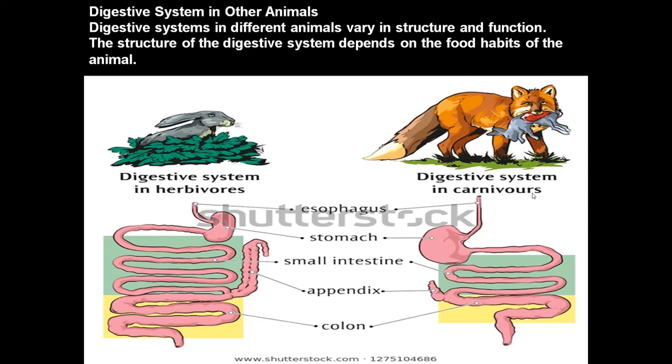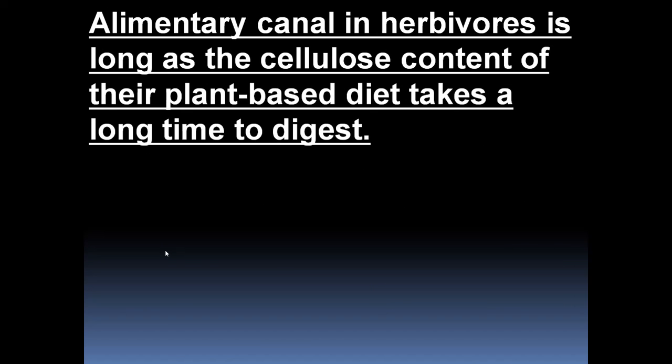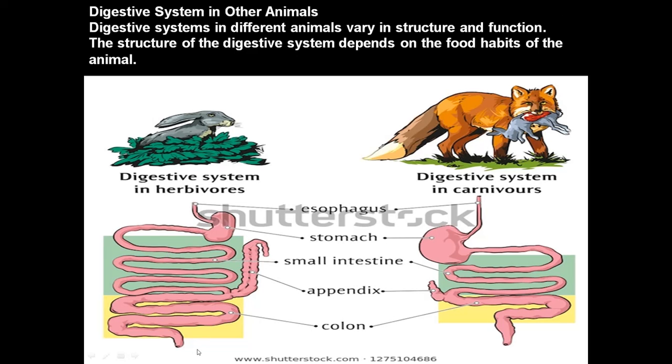The digestive system in different animals varies in structure and function. The structure of the digestive system depends on the food habit of the animal. The alimentary canal in a herbivore is long. You can observe here in this image, this is the alimentary canal of a herbivore, a rabbit. And here is the alimentary canal of a carnivore. If you observe carefully, the alimentary canal or intestine of a herbivore is quite long, whereas in the case of a carnivore, it is comparatively small.